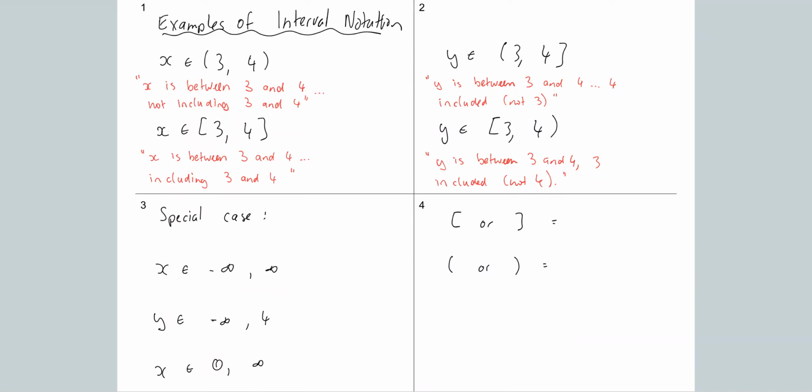Now, there's a special case when it comes to infinity. So infinity is really a concept. It's not a hard number. So it doesn't make sense to use square brackets when you're talking about infinity. So if you want to describe x being any possible number at all, you're going to use infinity to describe it. And if I wanted to say x is any possible number at all, I would say x is between negative infinity and infinity. This is basically the equivalent of R. So x is any real number, like so.